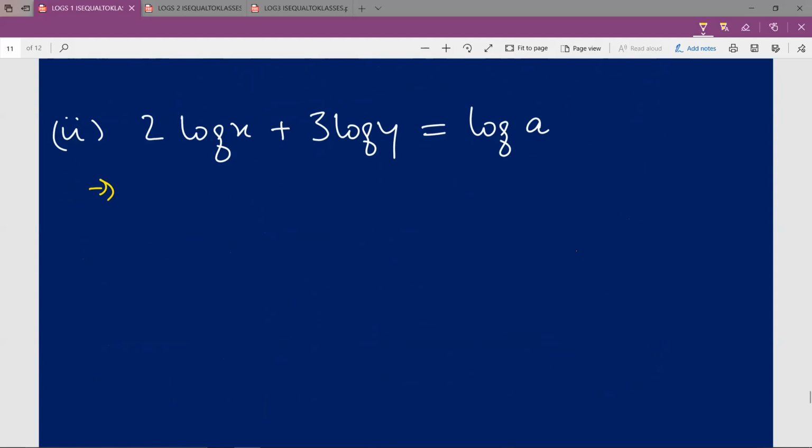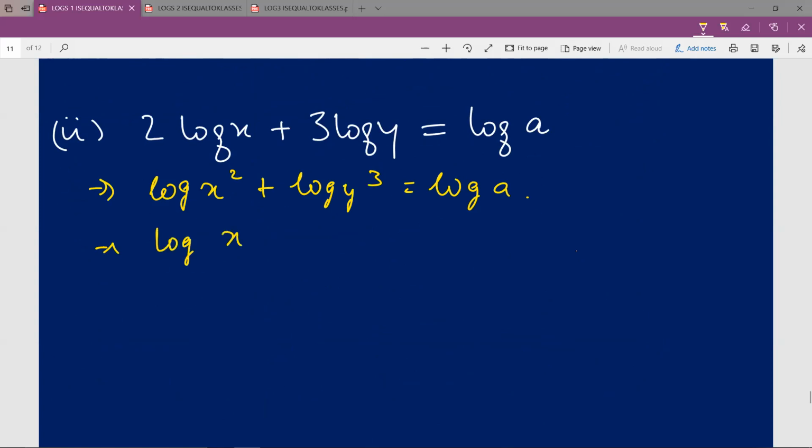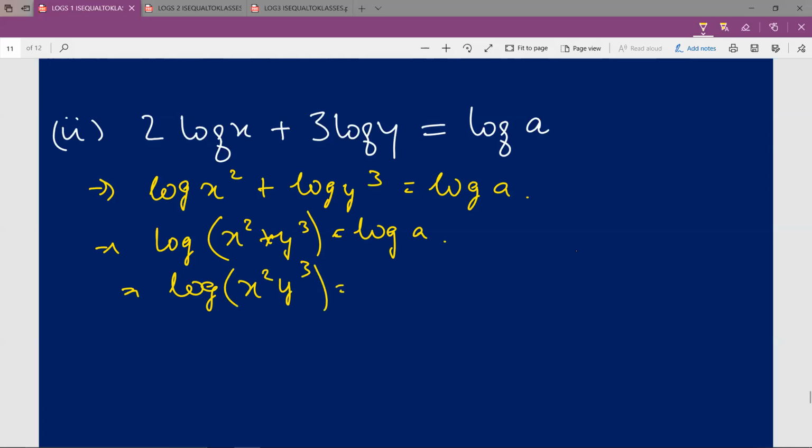So log 2 log x, I can write it as log of x square plus log of y cube is equal to log of a. According to the first law, I could write it as log of x square into y cube is equal to log of a. So log x square y cube is equal to log of a. And over here, log and log are equal, so they'll get cut. So finally, x square y cube will be equal to a.